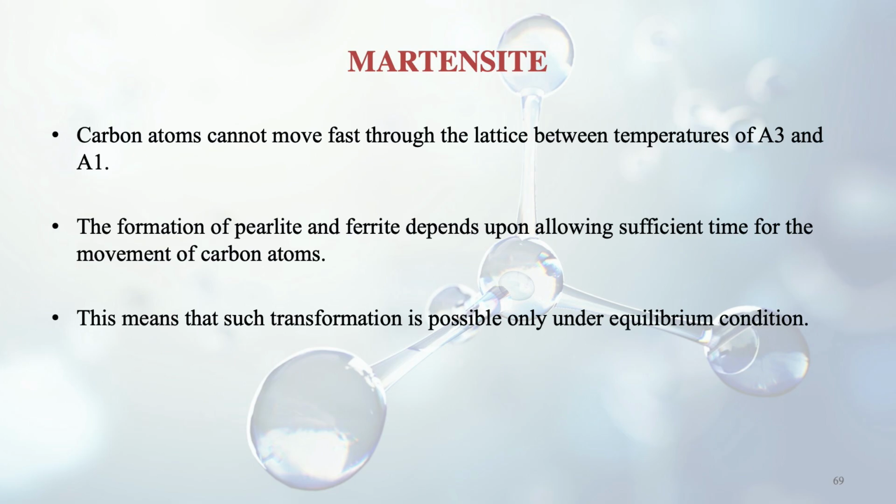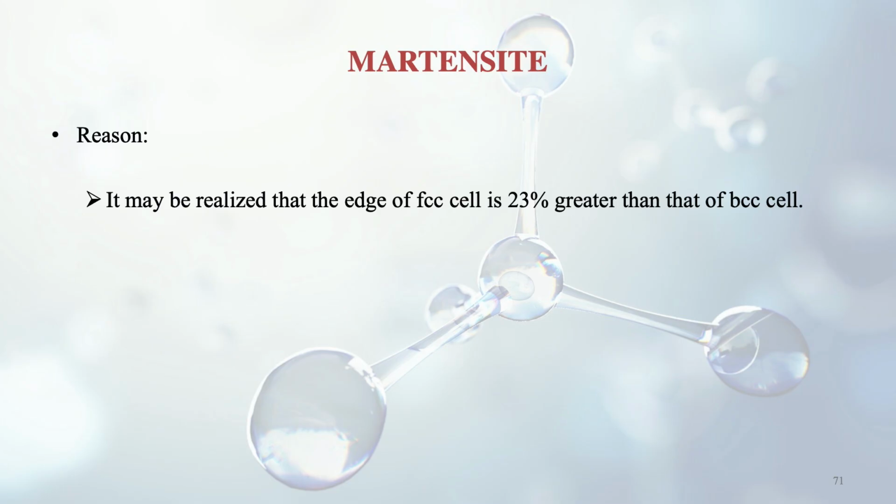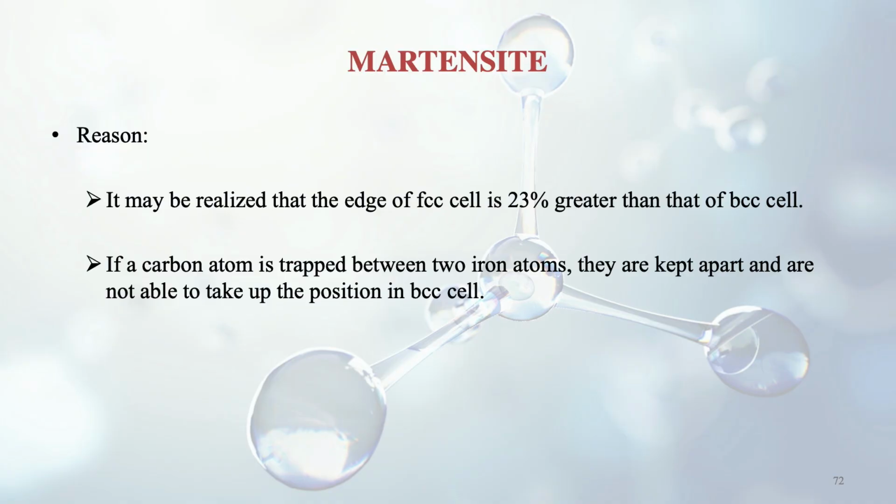So the final conclusion is, if it's a very fast cooling rate or the transformation is very fast, then we won't be getting pearlite and ferrite. That means such transformation is possible only under equilibrium condition. And the reason behind that is that the edge of the FCC cell is 23% greater than that of the BCC cell. FCC is there in the case of austenite and BCC in the case of ferrite. So if a carbon atom is trapped between two iron atoms, they are kept apart and are not able to take up the position in the BCC cell.